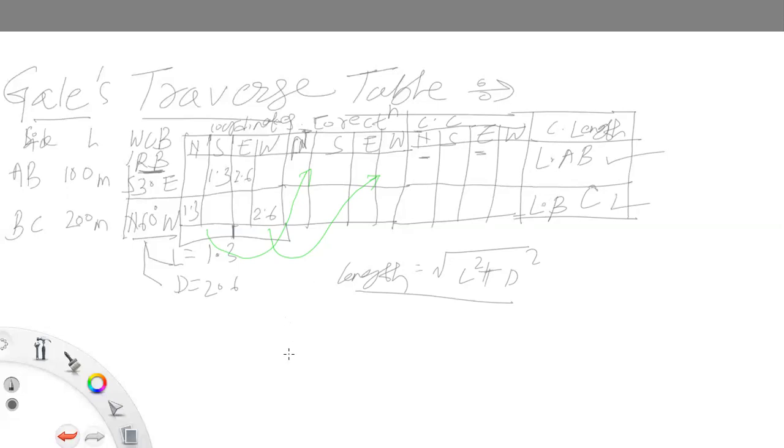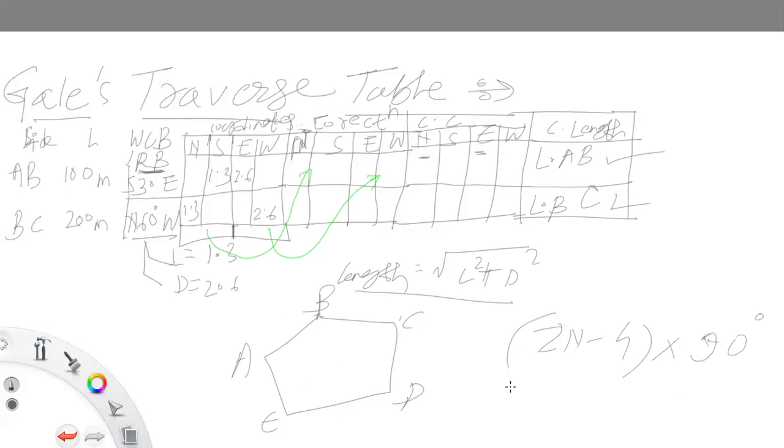You will get the correct lengths, and after getting them, you can plot the traverse. Again, you can cross check it for the interior angles, that is 2n minus 4 into 90 degrees. After cross checking, you get the exact value, and all your errors get eliminated by using this Gale's traverse table.